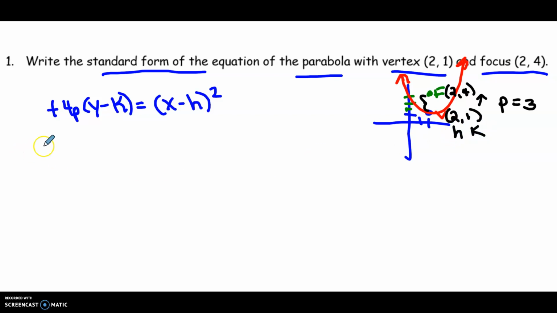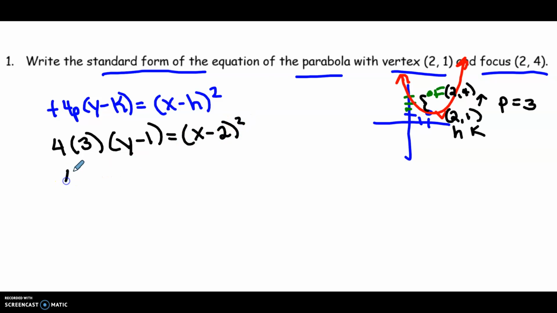So now I have all the information necessary to write the equation. P was 3, so it's going to be 4 times 3 times (y minus 1) is equal to (x minus 2) squared. And last but not least, you would clean it up and get 12(y minus 1) is equal to (x minus 2) squared. Okay, if you decide to write this side of the equation first, that's fine. Either way, this would be the answer. All right, let's try the next problem.